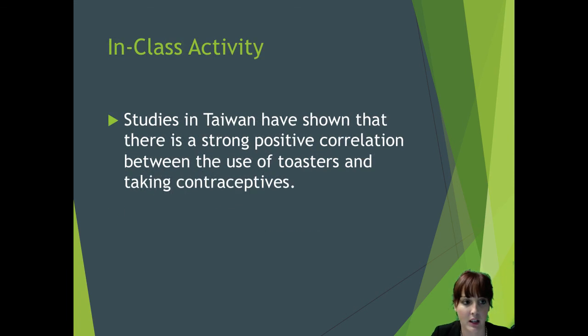And this one I want you to do by yourself. Studies in Taiwan have shown that there is a strong positive correlation between the use of toasters and contraceptives. Now take a minute and jot down what you think this might be. What is the third variable that's causing this? Because there's no way that these two are causing one another. So what's the third variable causing this?